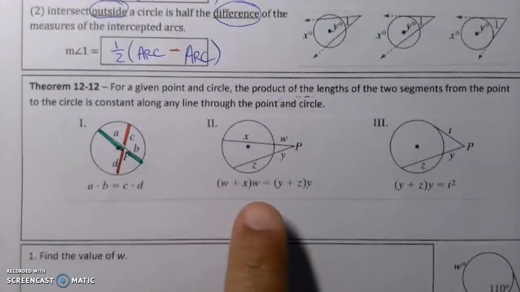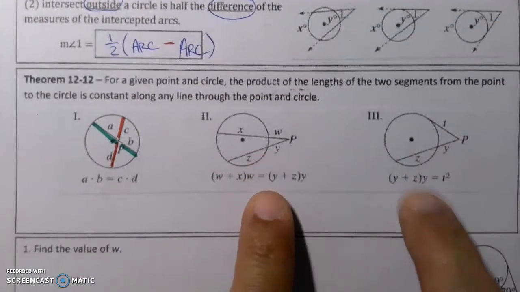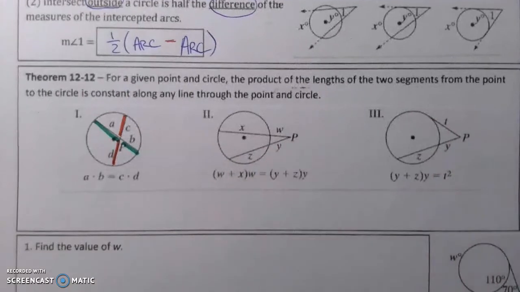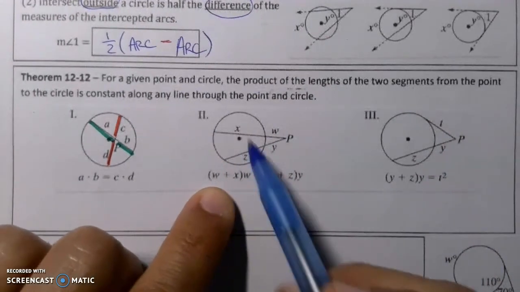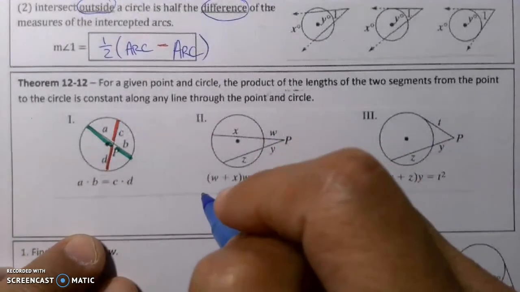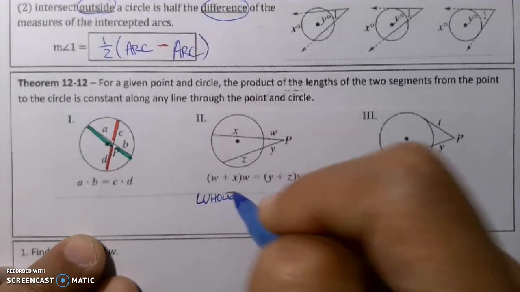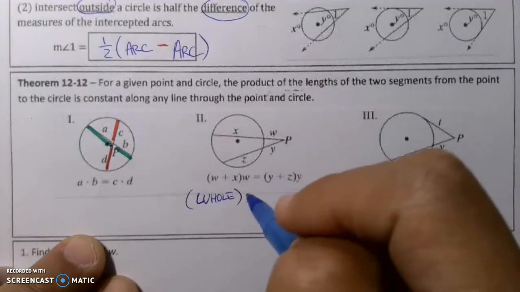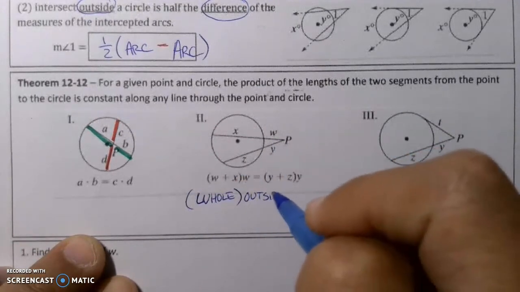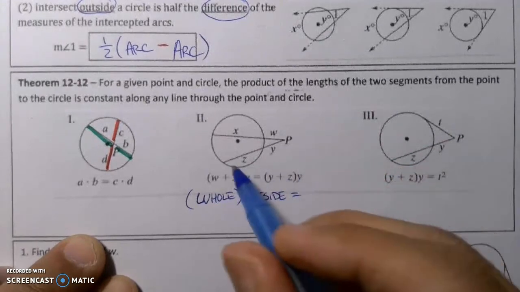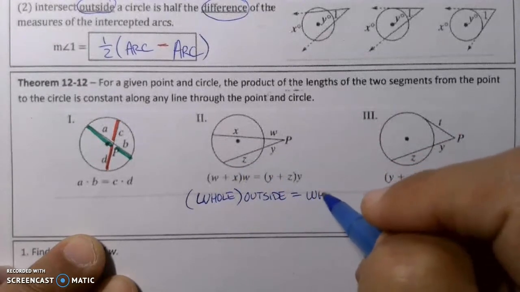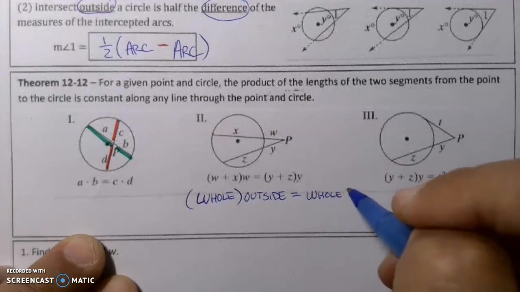This other one, where you're outside, and these two both represent lines that meet outside, there's a lot of gobbledygook here. It says Y plus X. This is the entire line. I'll put the whole line times W, which is the outside portion, is equal to Y plus Z, which is the whole line, times the outside portion.